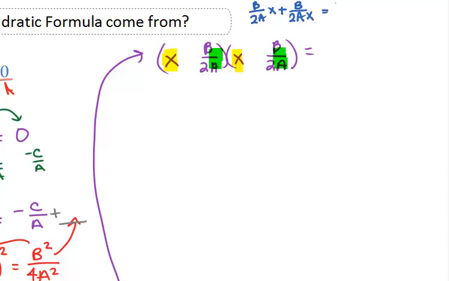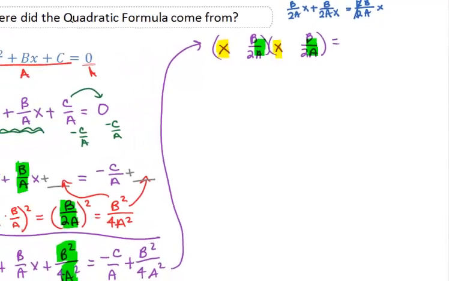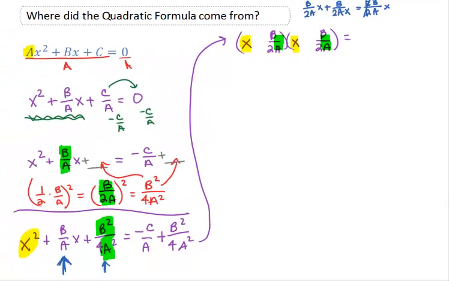Combining my top gives me a 2b over my bottom 2a x, cancels out my 2's, and leaves me with this b over a x that I have here. Whatever my sign is here will be my sign there, so this is all positive. And that factors as x plus b over 2a quantity squared.